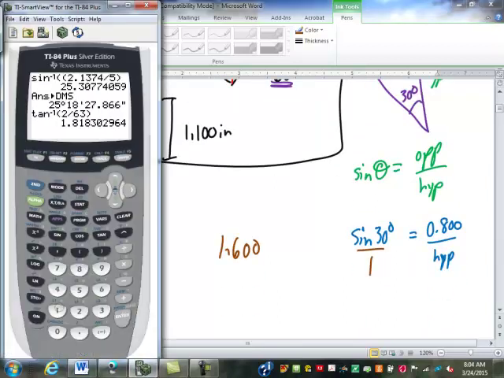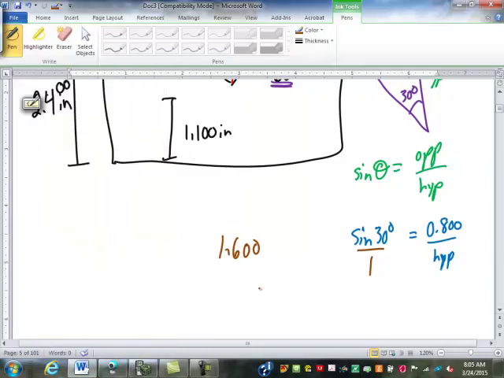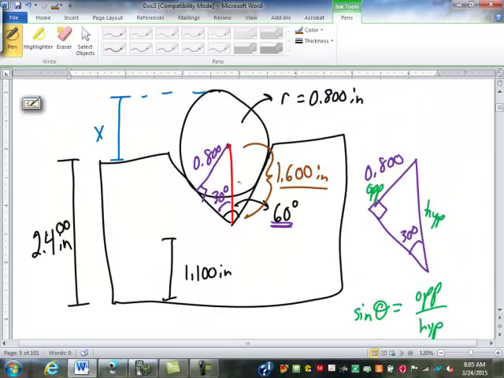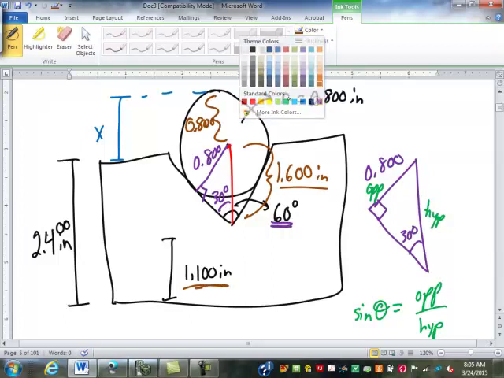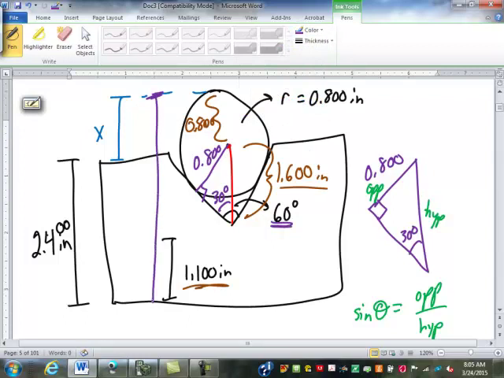So on your calculator, you got 1 times 0.8 divided by the sine of 30. Divided by the sine, not times. Yeah, 1.6. Plus your 0.8. So we've got 1.6 plus we do have another 0.8 here. Plus 1.1 here. If we add that all up, we're going to get a total height from here all the way down of 3.50, right?